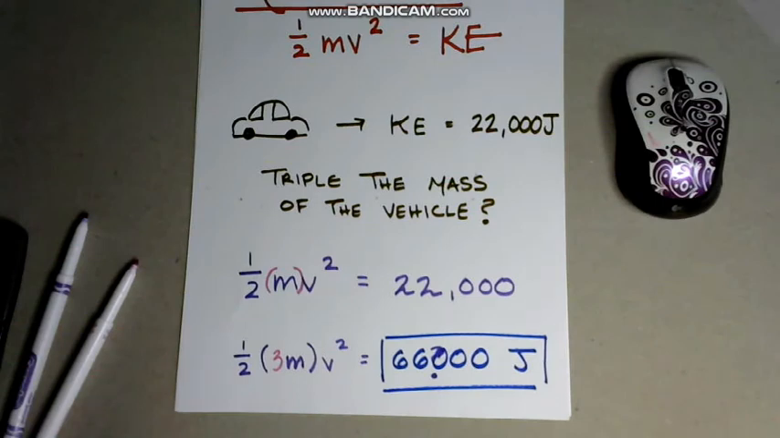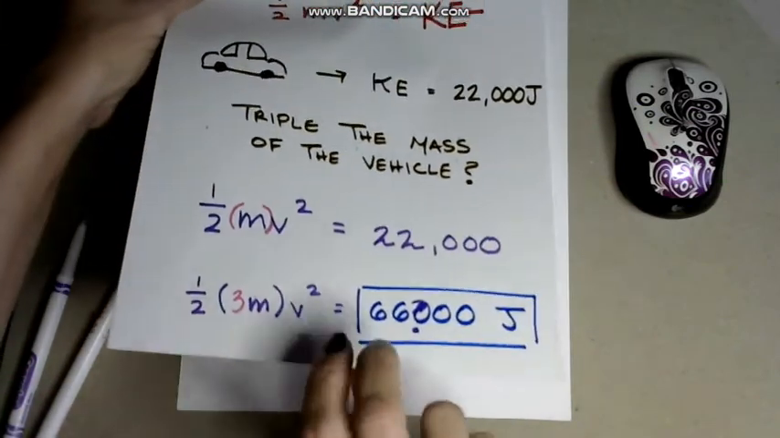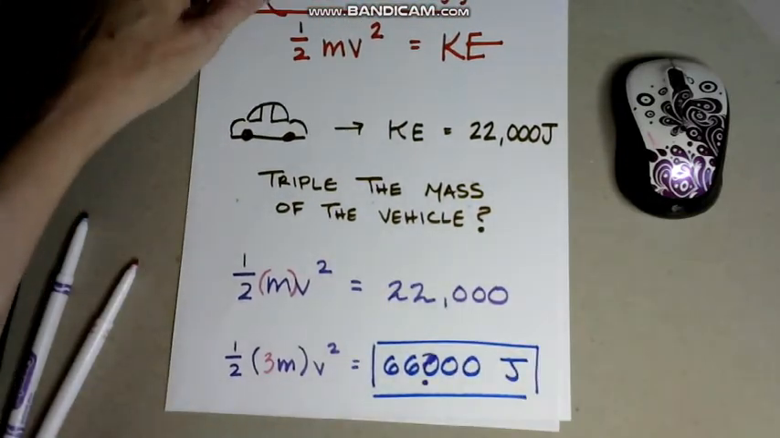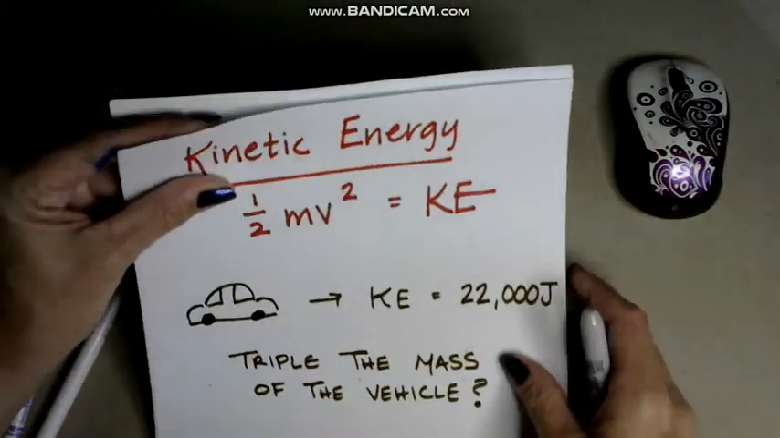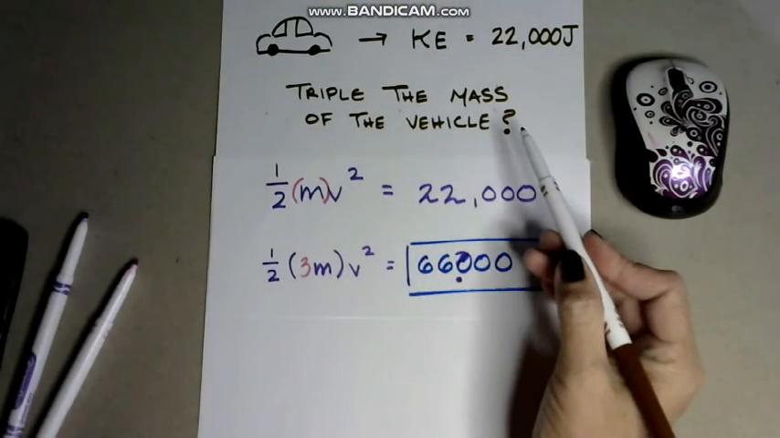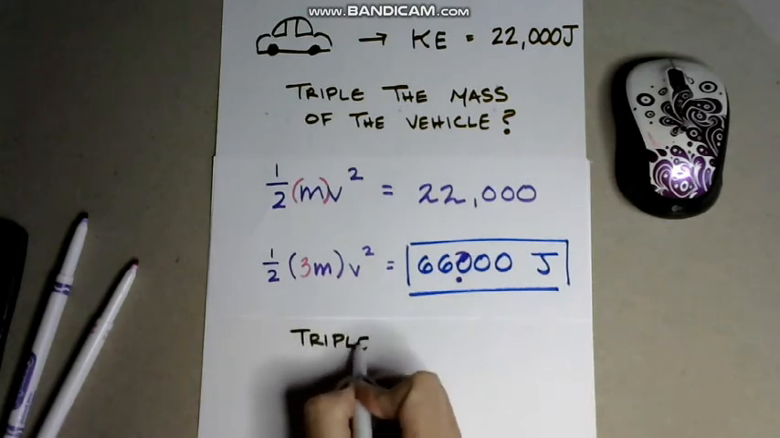Second question. Instead of tripling the mass, what if instead I have you triple the speed? So now, instead of tripling the mass, I'm going to have you triple the speed.